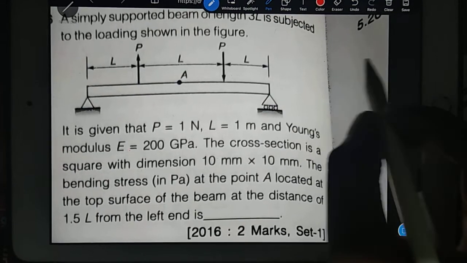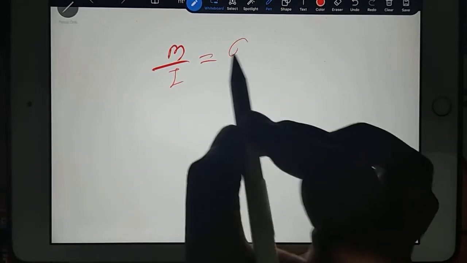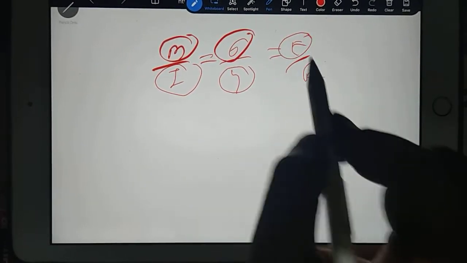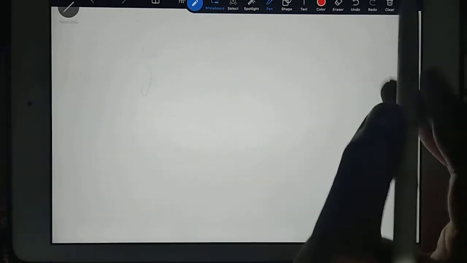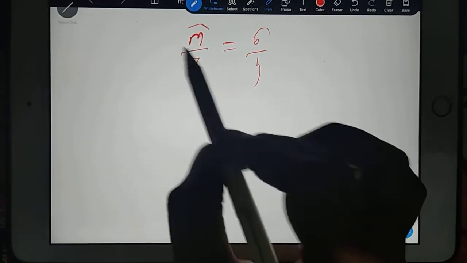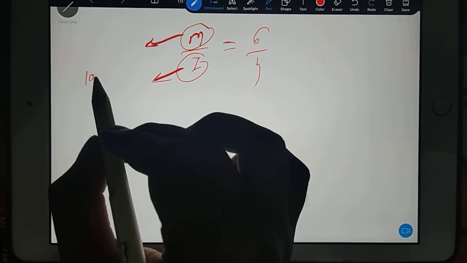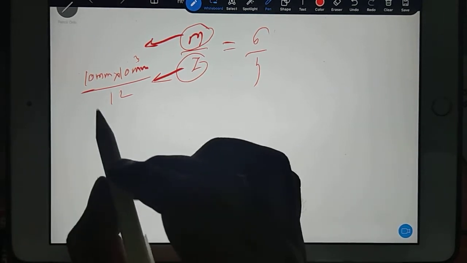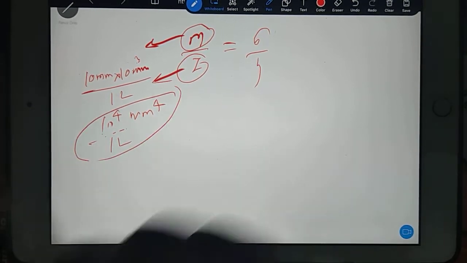Bending stress. So I have given you the formula. Bending stress is nothing but this trick you apply. Always remember my trick. Here M means bending moment, I means moment of inertia of the cross section. So you can find that as 10 mm into 10 mm cube divided by 12. So this will be 10 to the power 4 by 12 mm to the power 4, right? This will be your moment of inertia.